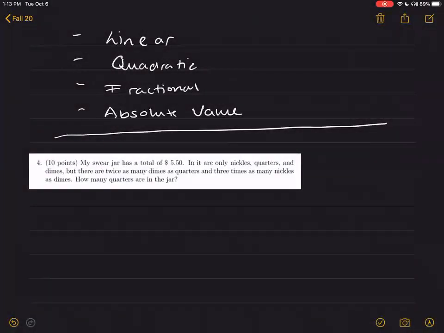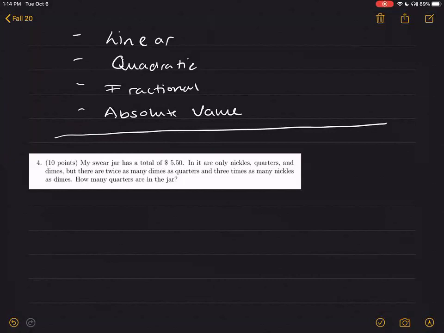No, okay, well, this is a coin problem, right? So my swear jar has a total of $5.50. In it are only nickels, quarters, and dimes, but there are twice as many dimes as quarters and 3 times as many nickels as dimes. And I want to know how many quarters are in the jar.